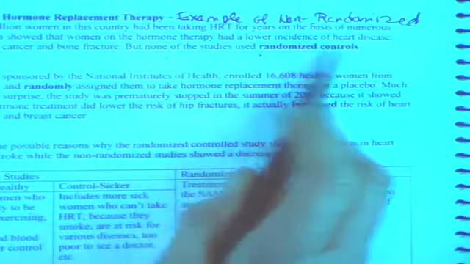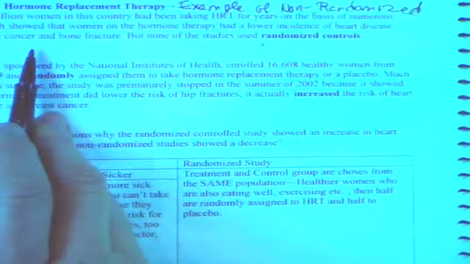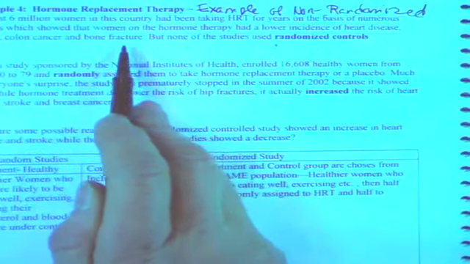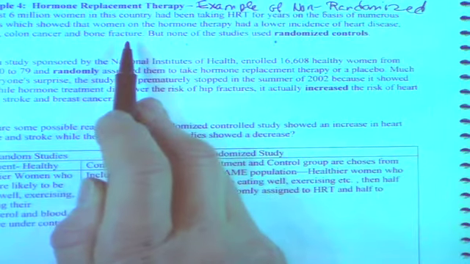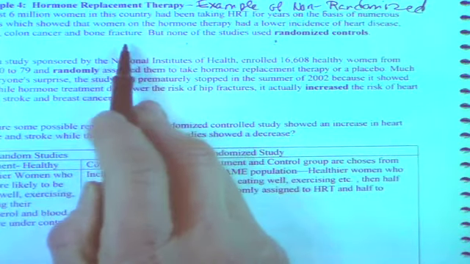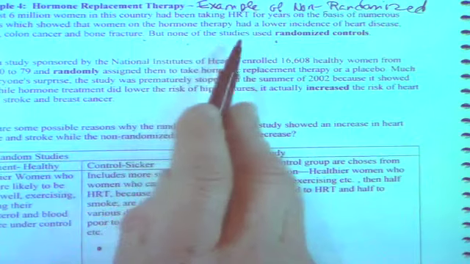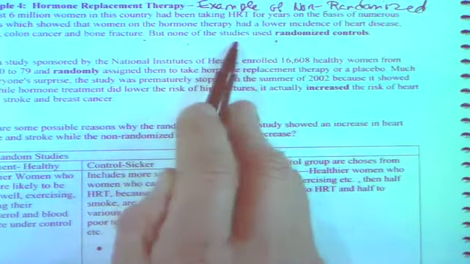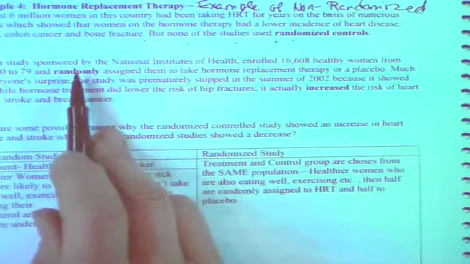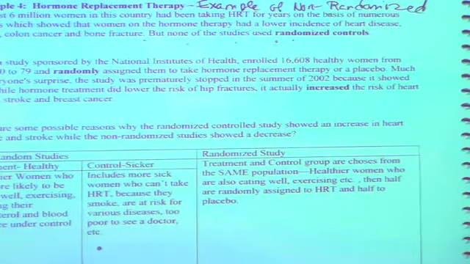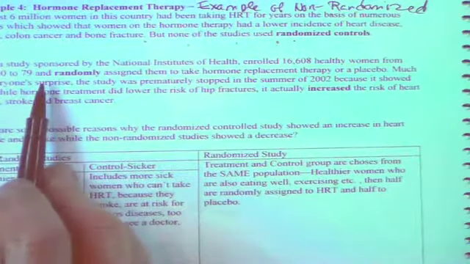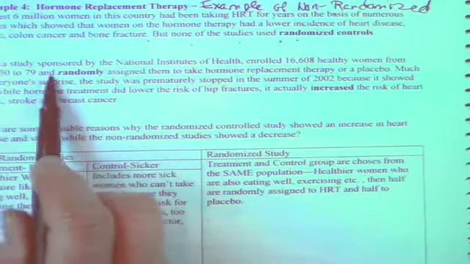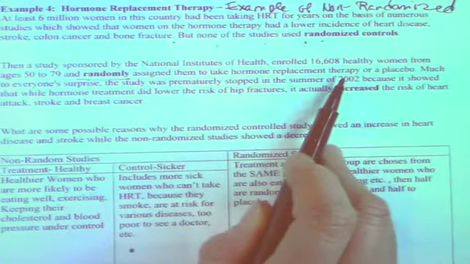And they had a lower incidence of heart disease, stroke, colon cancer, bone fracture. Not to mention there were so many advertisements showing how your skin would improve and how much you'd enjoy your sex life. But none of the studies used randomized controls, okay? Then, a study sponsored by the NIH enrolled 16,608 healthy women from ages 50 to 79 and randomly assigned them to take either the HRT or a placebo.